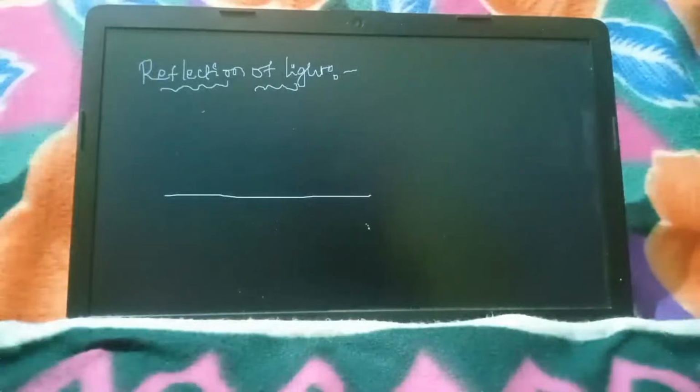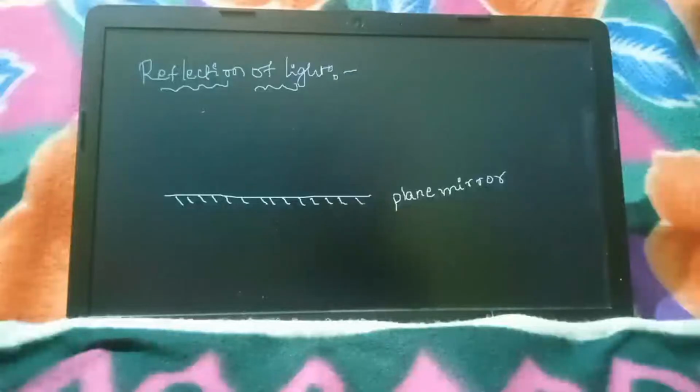This is a plane surface, a plane mirror. So I'm considering this the coating. This is the coating I'm considering here. Okay. And the line which is reflecting back.